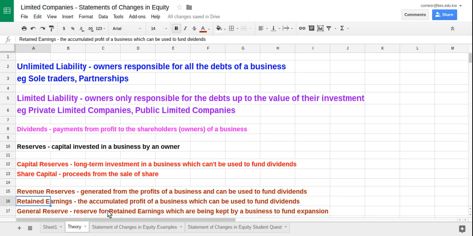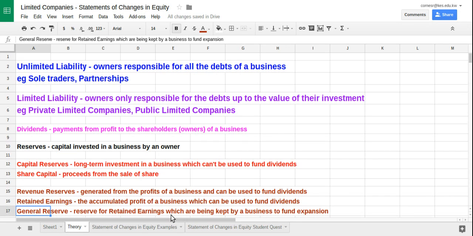So a business makes a profit, it belongs to the owner. We credit retained earnings now rather than capital in general for the profit, and then the dividend will get taken out. So it will be debited in the retained earnings account and it will be credited in the bank because the bank is losing an asset.